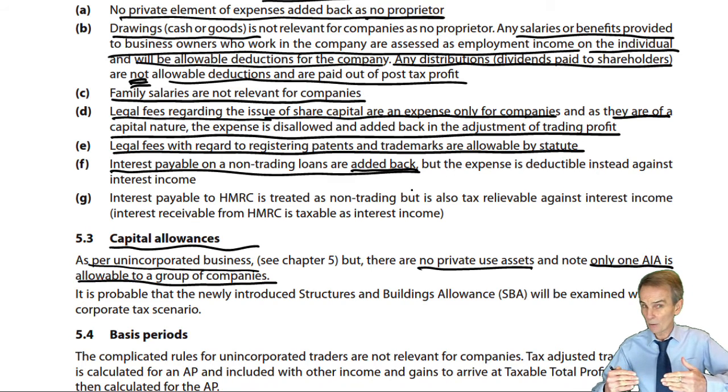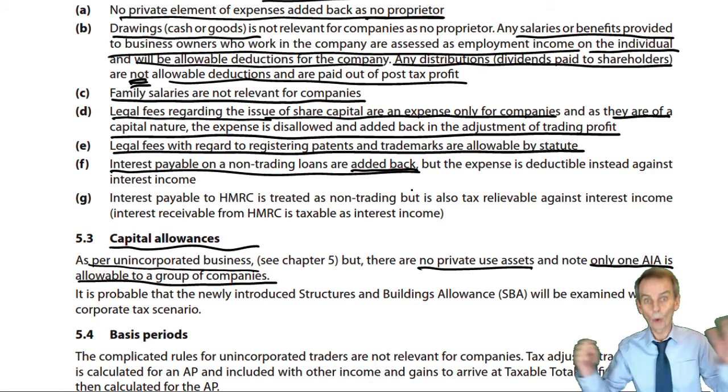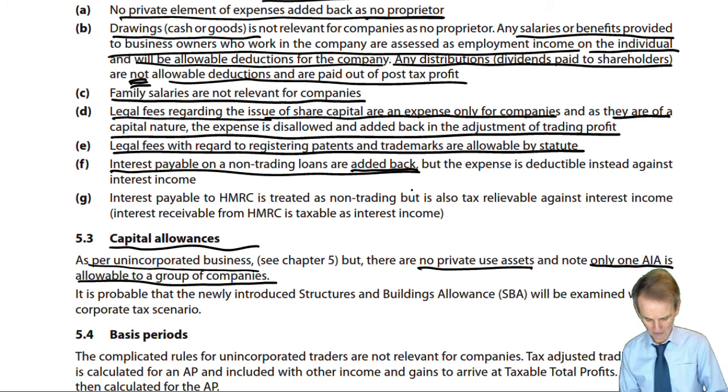So if you're starting the adjustment of profit process with an accounting profit at the bottom of your statement of profit or loss for the company, we've already deducted in deriving that figure all of the interest payable, both on trading loans and non-trading loans. Anything that is non-trading is disallowed and therefore is added back.